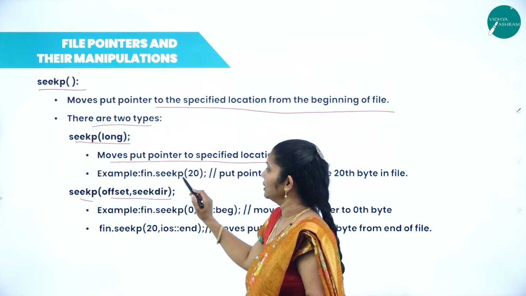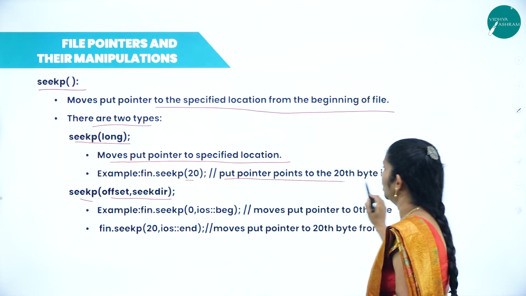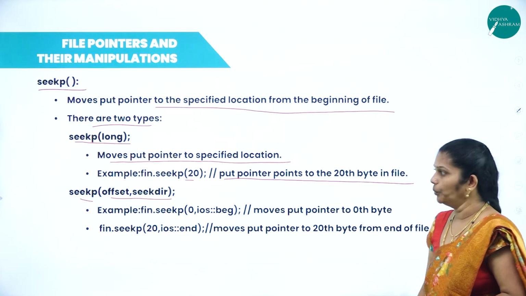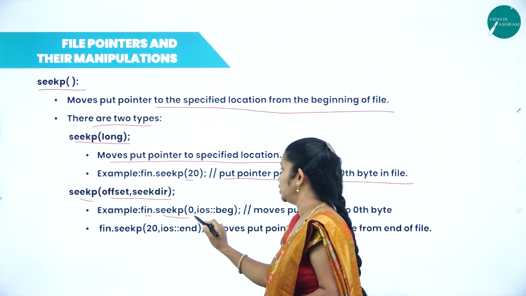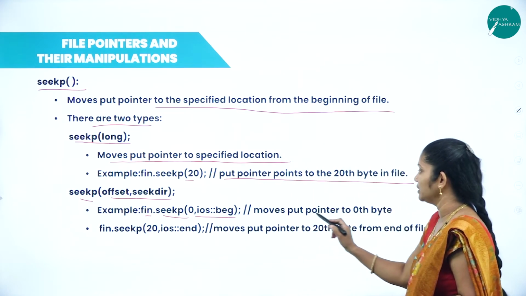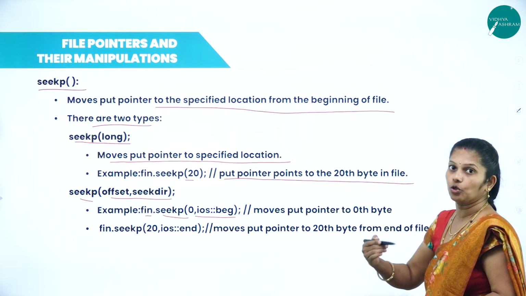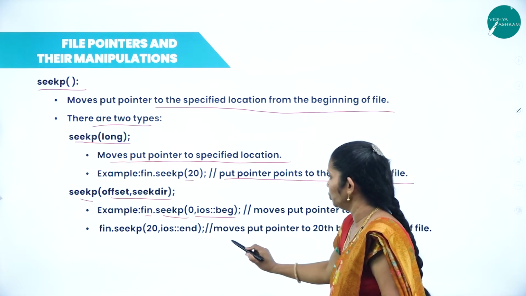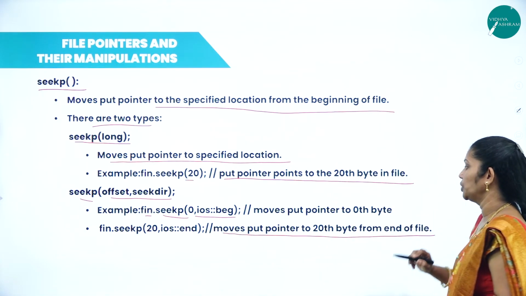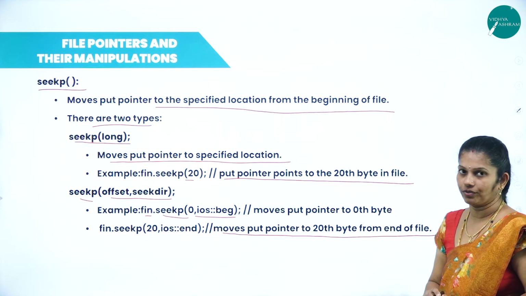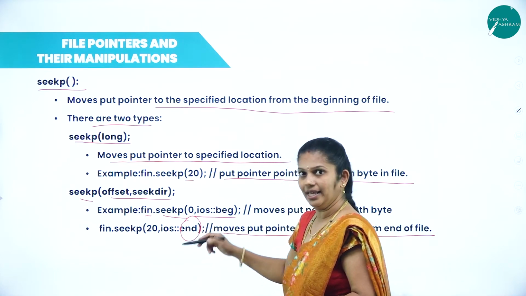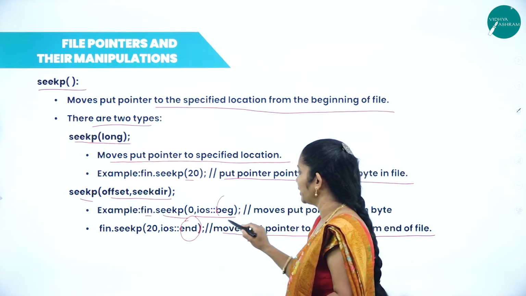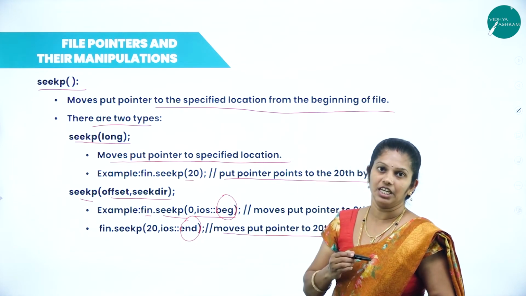Example, fin.seekp(20), it means that it will move to the 20th byte. Whereas here fin.seekp(0, ios::beg) means it will move from the 0th byte. Here, if I write 20, then it moves the put pointer to the 20th byte from the end of the file. Here, which mode we are given: if I write end, then from the end it will move. If I write beginning, then from the beginning it will move.